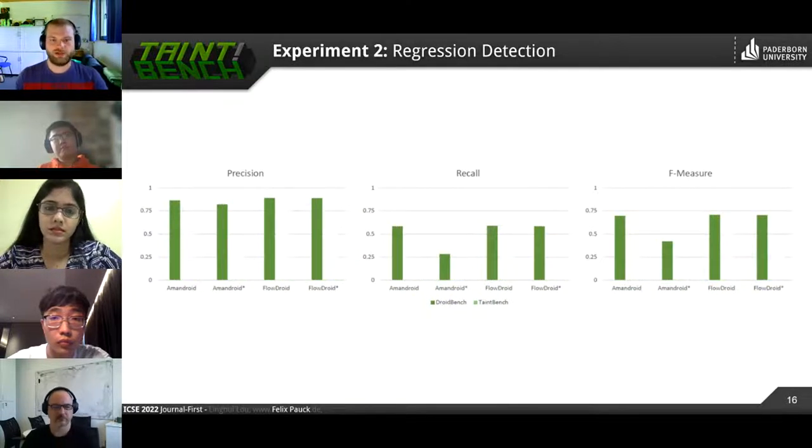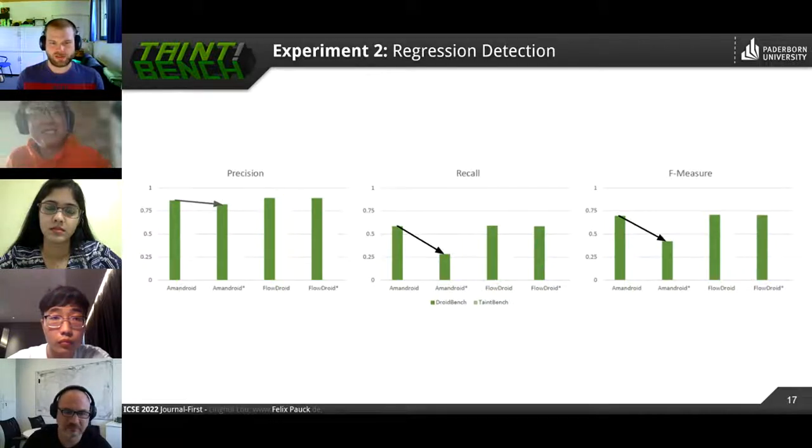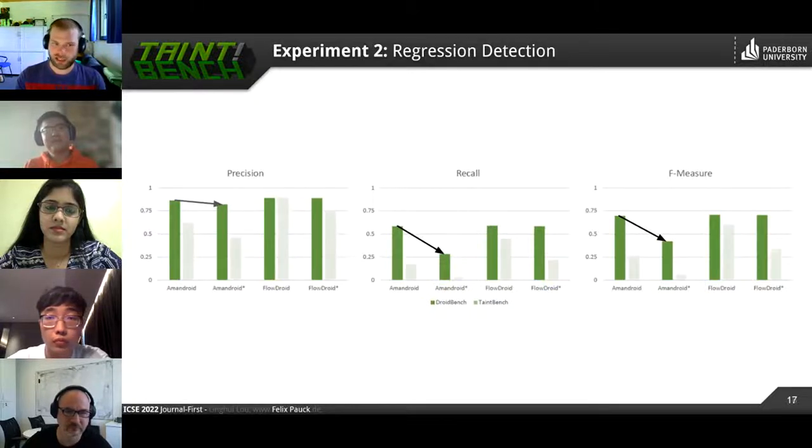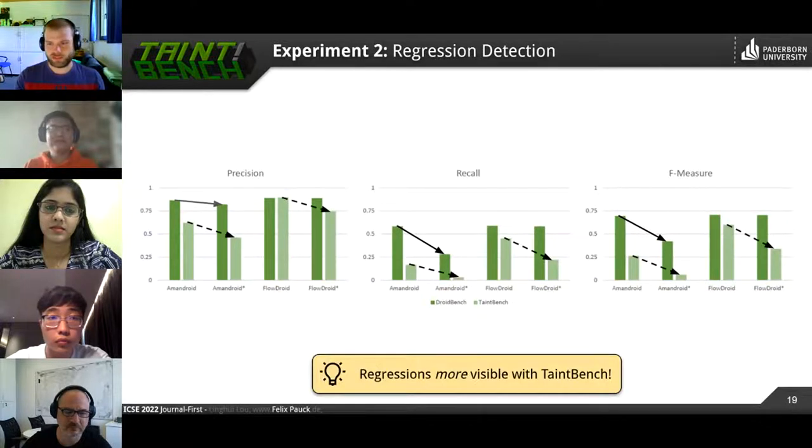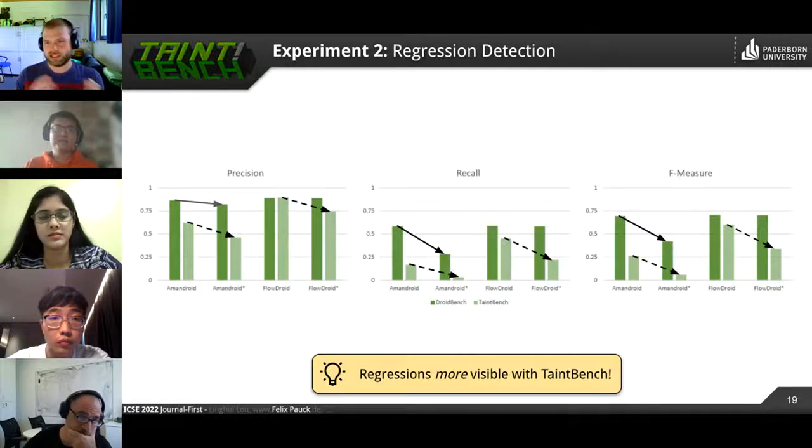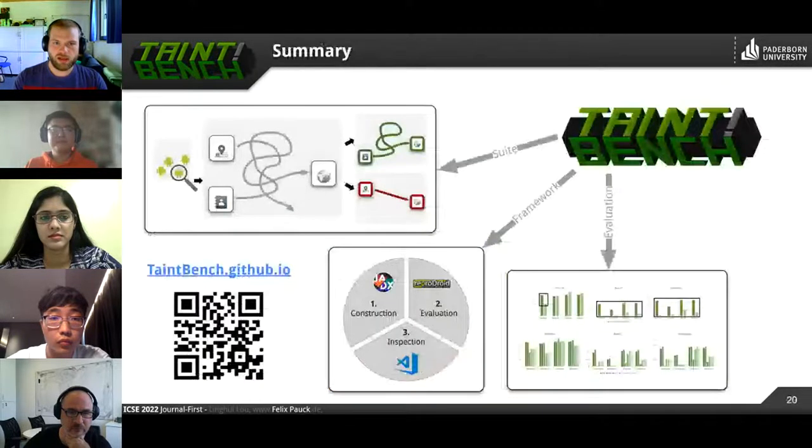Okay, and we had a second result, which was kind of surprising to us. Well, first, let's take a look at the dark bars here again, that is DroidBench. And as we can see with our own eyesight, here are some drops when we switch from the old version of Amandroid to the new version of Amandroid. So there are regressions that could already have been detected with DroidBench. If we take a look at the TaintBench results now, we see a lot more of these drops. Basically, all across the board for both tools, we see that the newer versions are less precise, or less accurate, than their earlier versions.